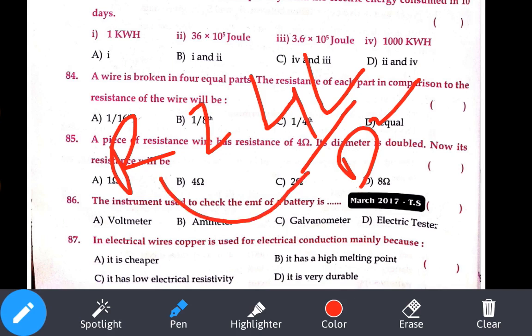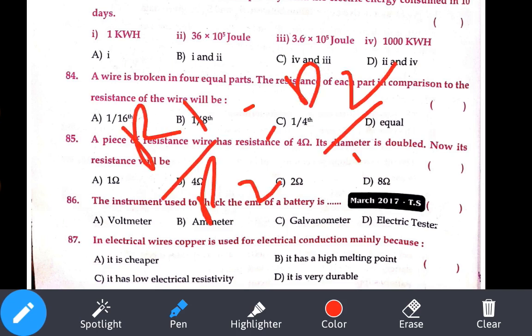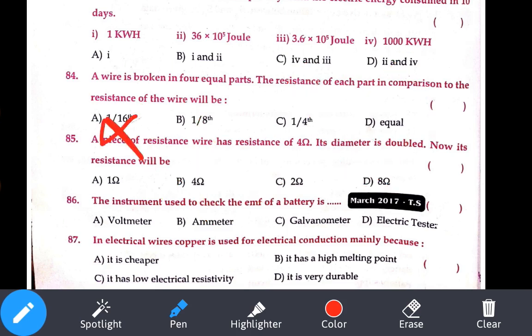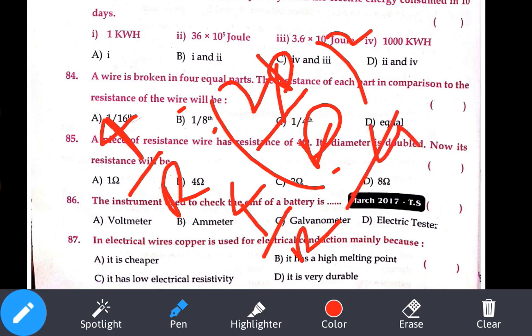They are asking for the relation between resistance and diameter. So R1/R2 = (D2/D1)². R1 value they have given is 4, R2 value we have to find, so 4/R. D2/D1, where D2 is 2D, so (2D/D) whole squared. D gets cancelled. Here what you got? 4/R = 4. The 4 gets cancelled, so R = 1 ohm.